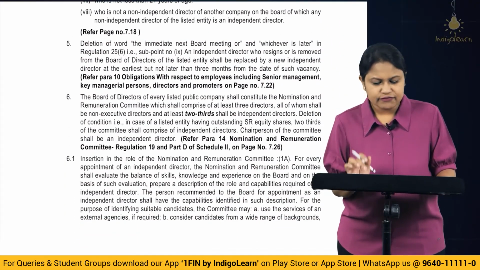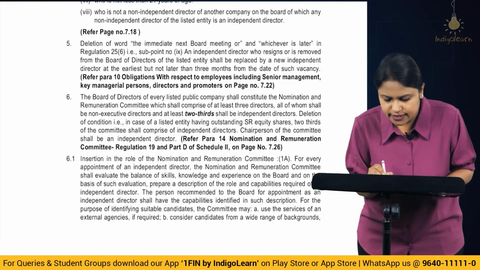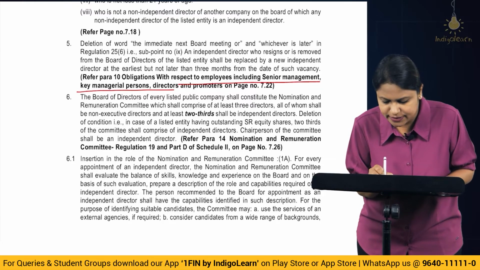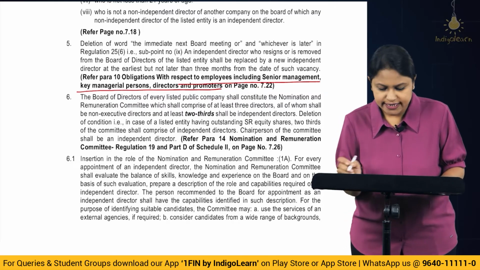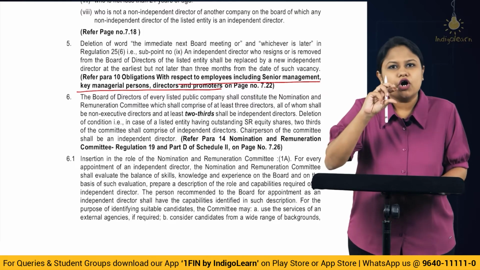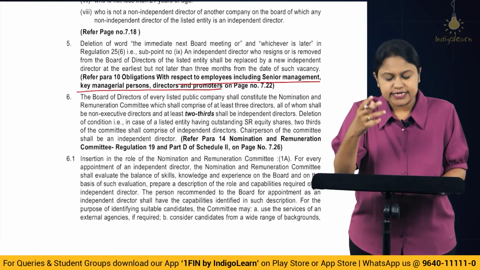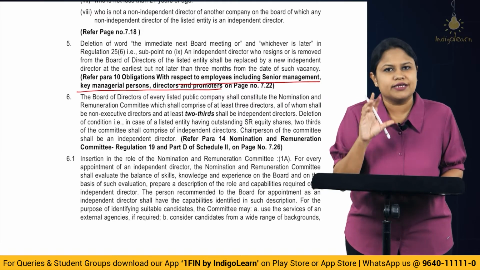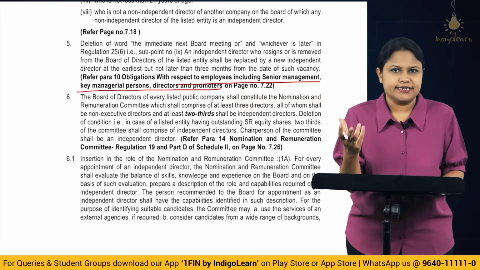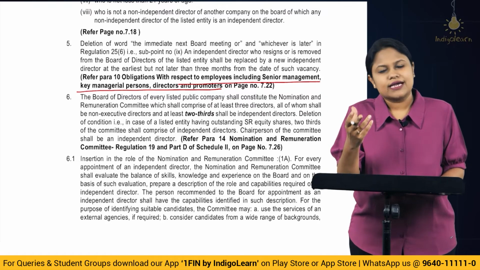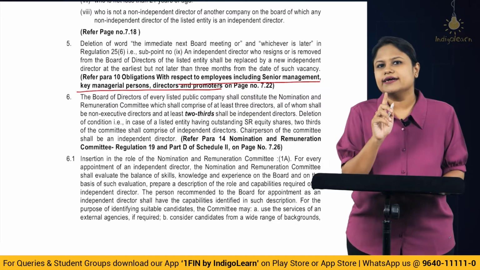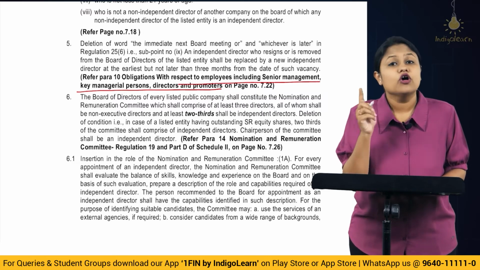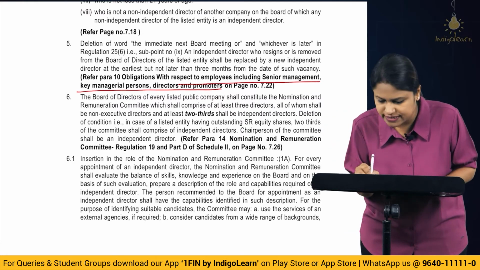Then, yes, the fifth one, the deletion of the word, okay, before that it is with respect to employees including senior management, KMP, directors and promoters, obligations. Alright? Now, here we talk about the obligations of the senior management, or the key managerial personnel, directors, etc., where they have a responsibility that whenever there is a resignation by the independent director or removal of the independent director, this position has to be filled up, correct? By whom? The board of directors. So earlier, if you understand, the timeline was in the next board meeting, that is the immediate next board meeting, or within the period of 3 months, whichever is later.